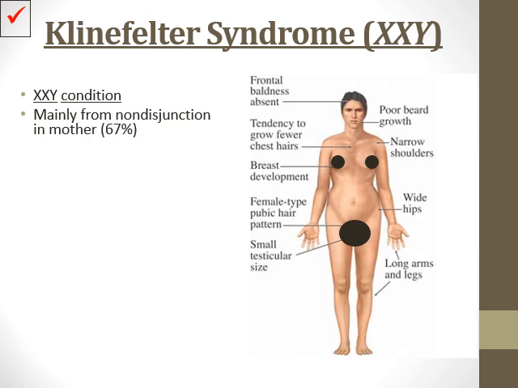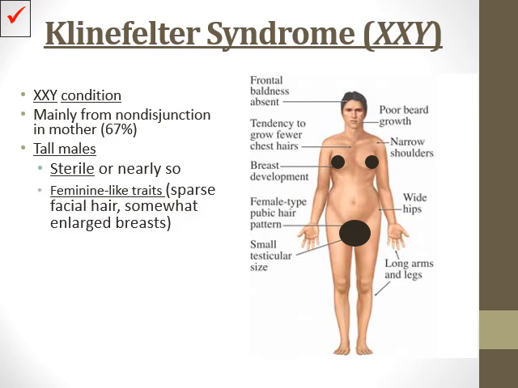Mainly this occurs from non-disjunction in the mother. So the mother, instead of passing on 1 X chromosome, passes on 2. These result in unusually tall males that are sterile, or nearly so, and cannot reproduce. They also have feminine-like traits, for example, sparse facial hair, somewhat enlarged breasts, and wider hips than usual. These can be treated with testosterone injections if the individual decides so.